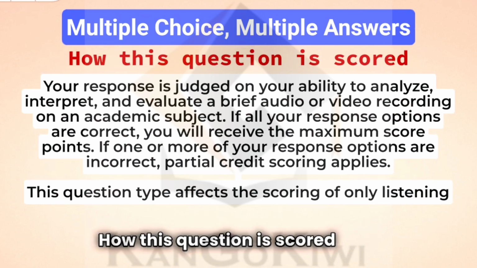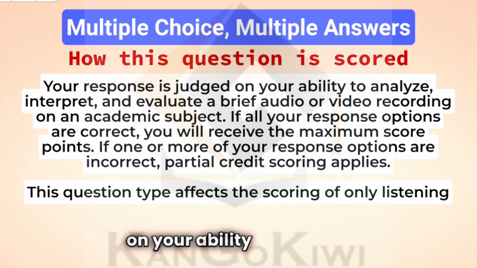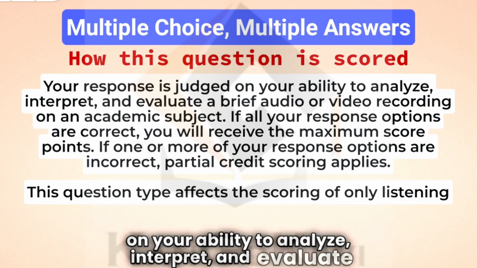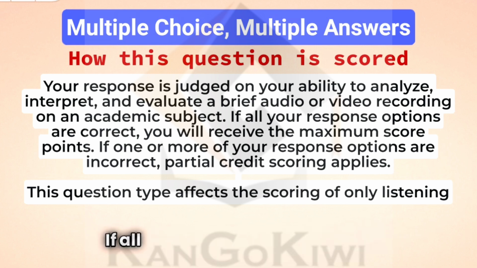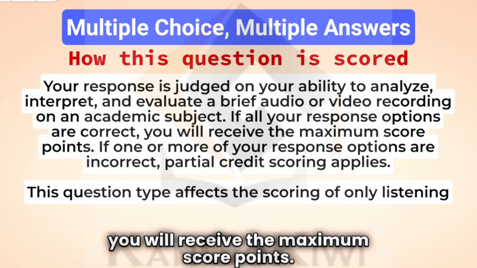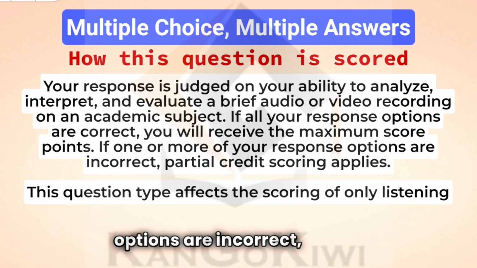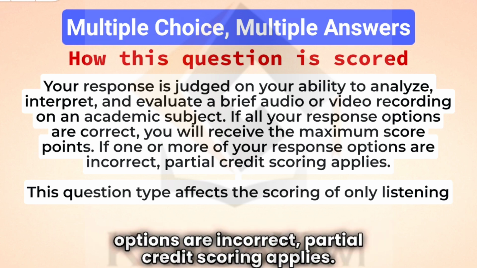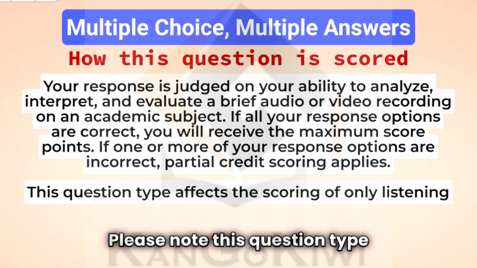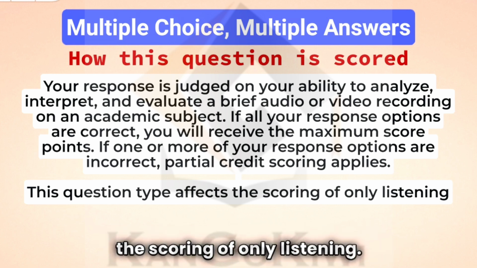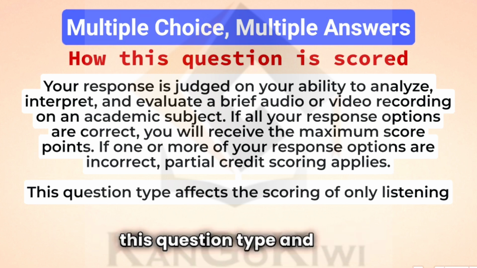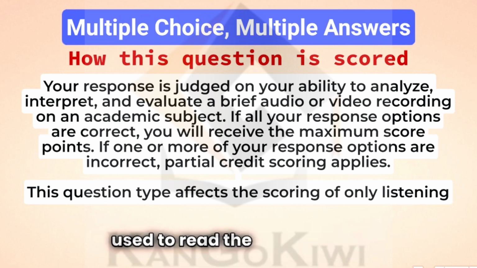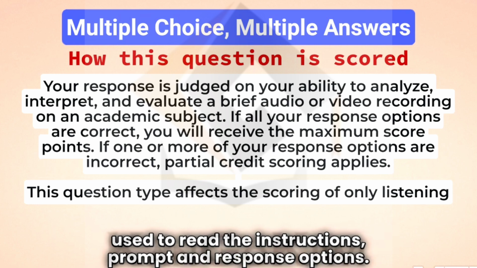How this question is scored. Your response is judged on your ability to analyze, interpret, and evaluate a brief audio or video recording on an academic subject. If all your response options are correct, you will receive the maximum score points. If one or more of your response options are incorrect, partial credit scoring applies. Please note, this question type affects the scoring of only listening. Your speaking and writing skills are not tested by this question type, and your reading skills are only used to read the instructions, prompt, and response options.